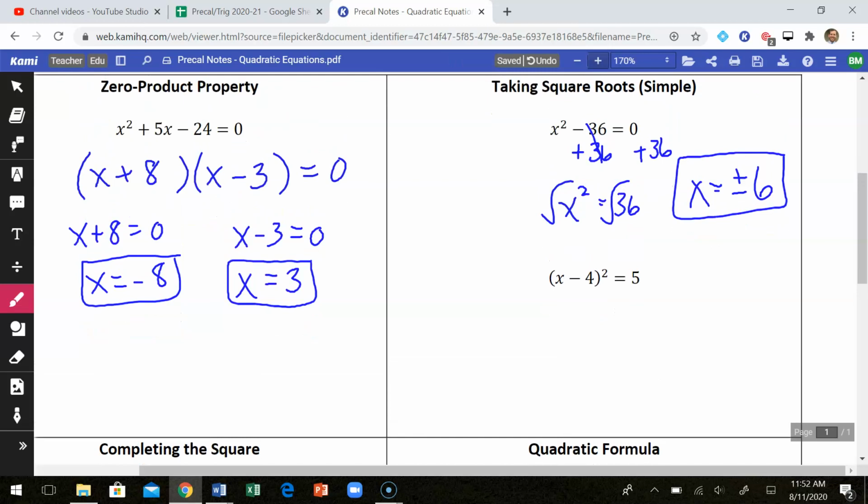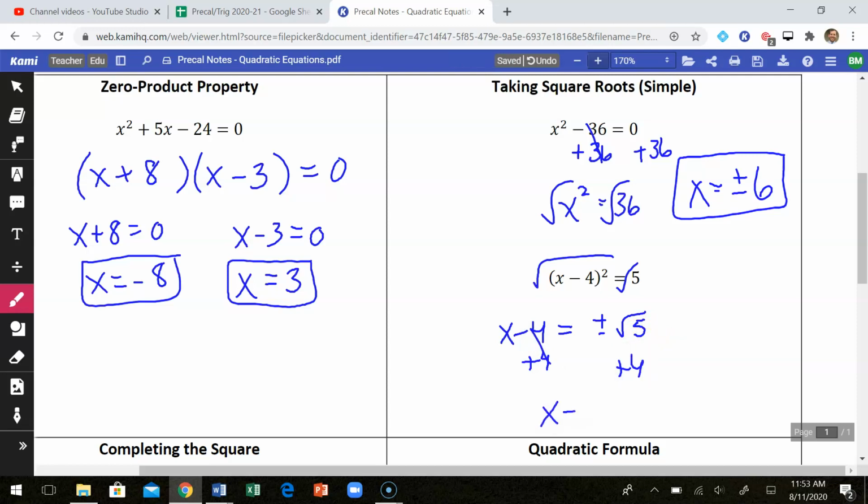Now if it's in vertex form, which this next one is, I could solve by taking the square roots in this case, because what I can do is just take the square root of both sides right away. So I would have x minus 4 is equal to positive and negative the square root of 5. Now if that was a perfect square, I would go ahead and take the square root of that, but I would still have positive and negative, whatever that number would be. And then I could add 4 to that number. So here I'm adding 4 to positive and negative the square root of 5.